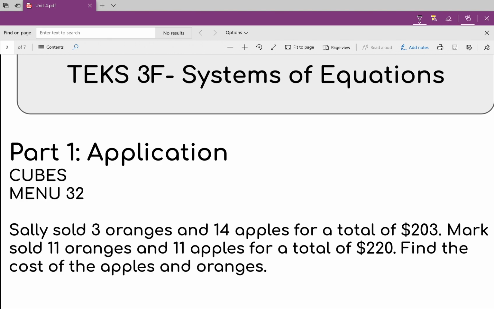So for part 1 on applications, I want to remind you guys about CUBES. I know we haven't talked about CUBES in a while, but let's see if you guys remember what each of the letters stand for. So C stands for circle the numbers. U stands for underline key words.